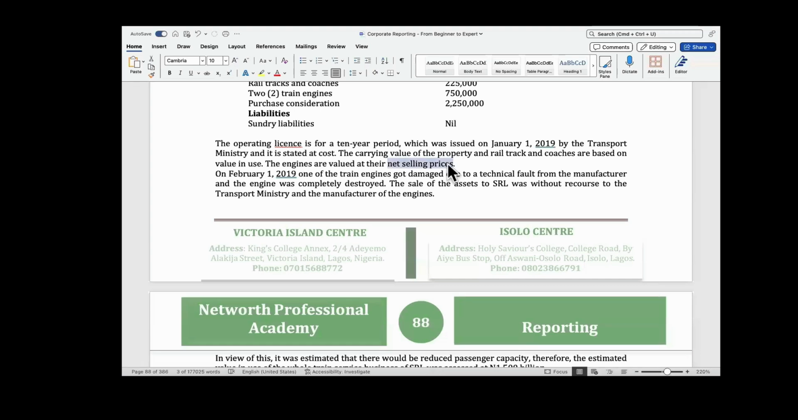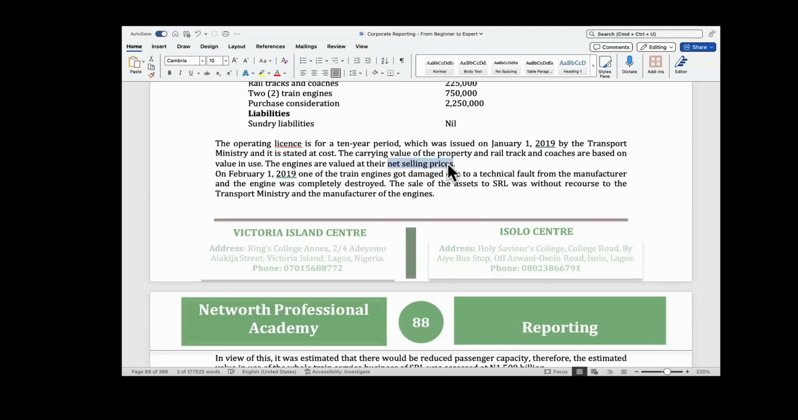So if the question already gives me the net selling price of an asset in a CGU, the carrying amount should not go below that. In fact, the easiest way in the exam is that whenever they give you the selling price of an asset in a CGU, don't further impair that asset. Because if you impair it further, the value will go below. It cannot go below.